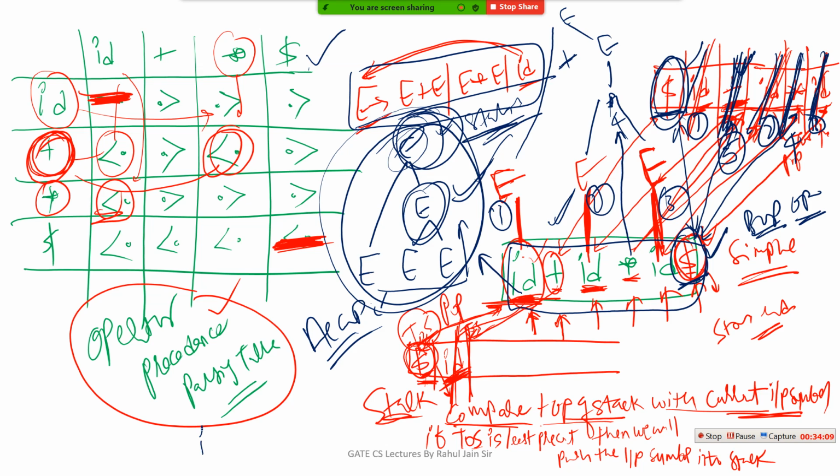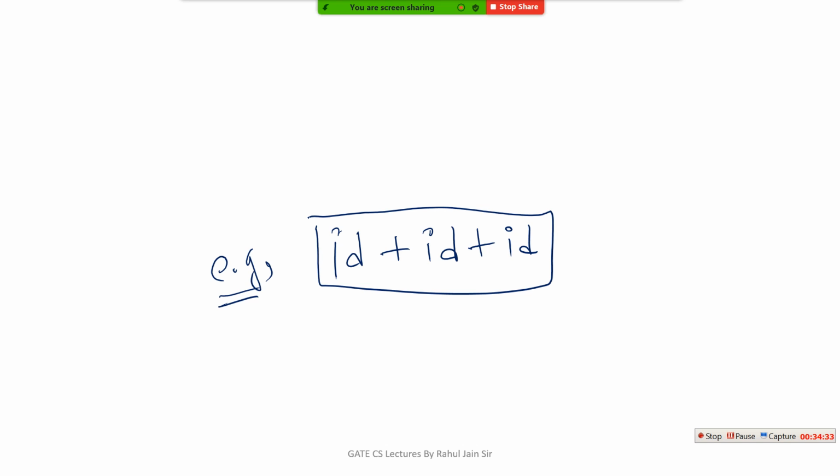So my string here, in this question, was id plus id into id. Okay guys, and I have generated this parse tree. Now suppose my string is id plus id plus id. For example, this is my input string now.